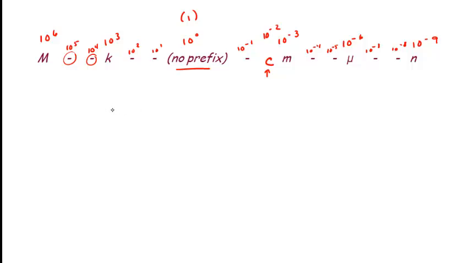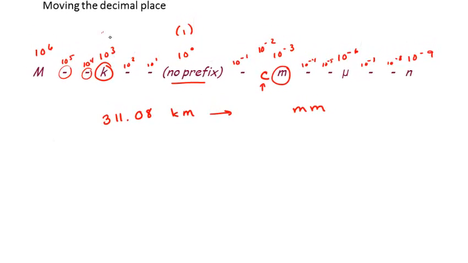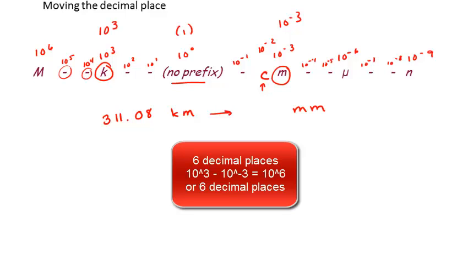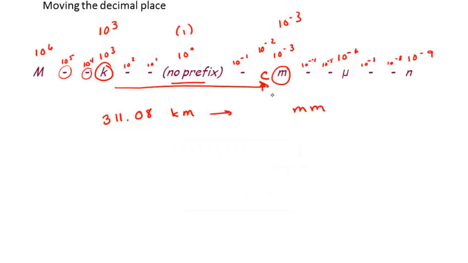If we wanted to go from, say, 311.08 kilometers to millimeters, okay, we're going from the K prefix to the milli prefix. K is 10 to the 3rd, milli is 10 to the minus 3. We're moving 6 places. Okay, which direction are we moving 6 places? Well, we're going from kilo to milli, so we're moving to the left. So I look at the powers of 10 and say, okay, it's going to be 6 places. You can also count them.